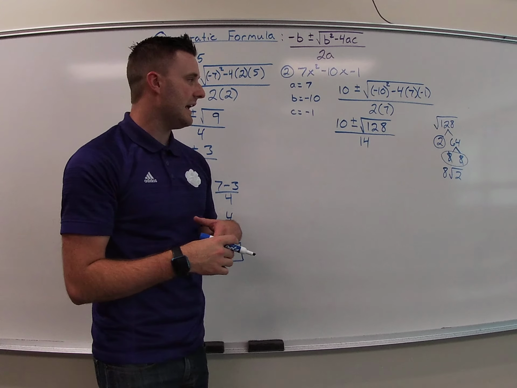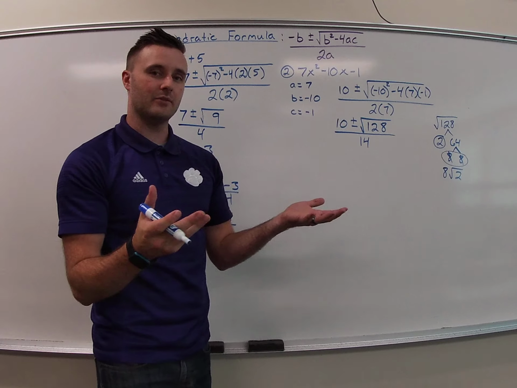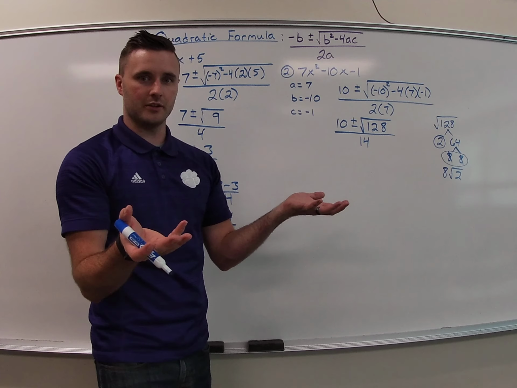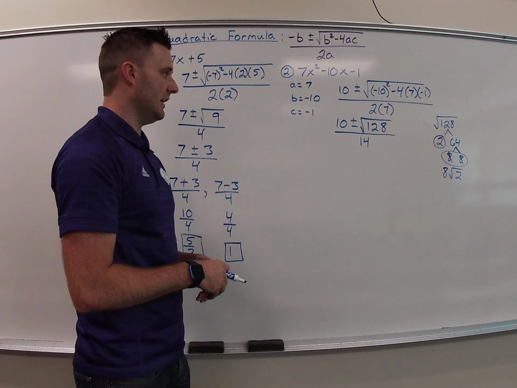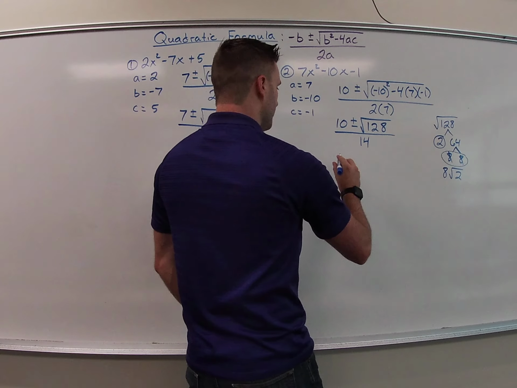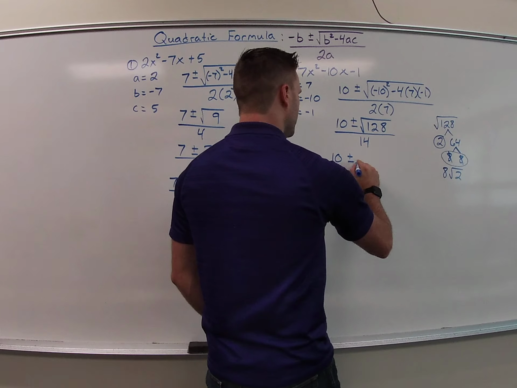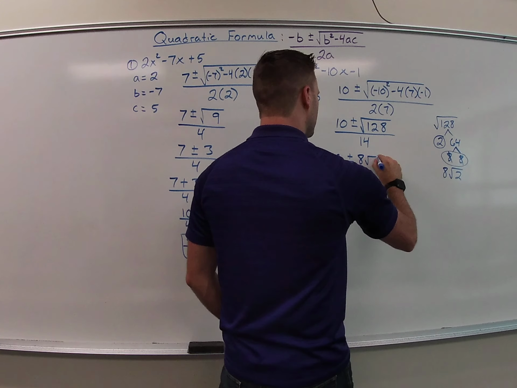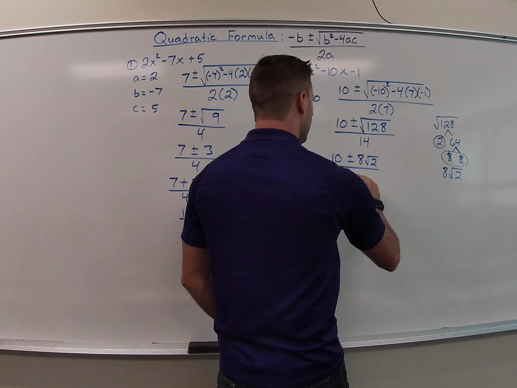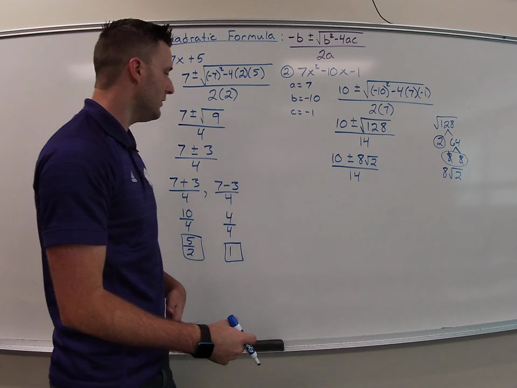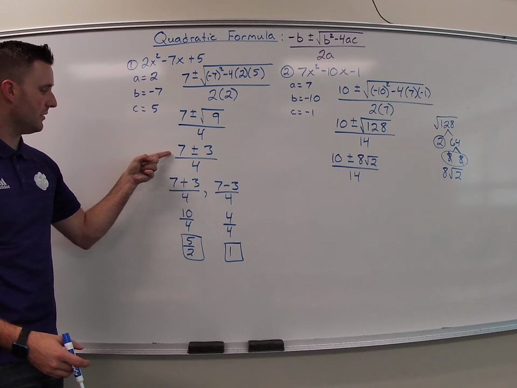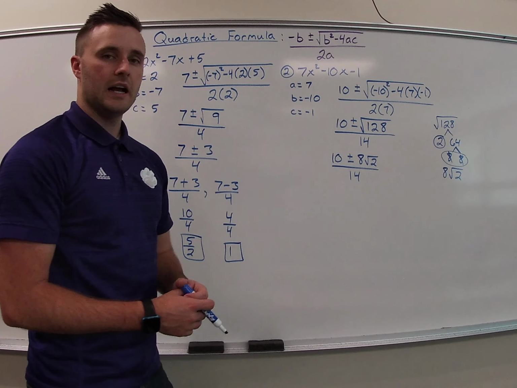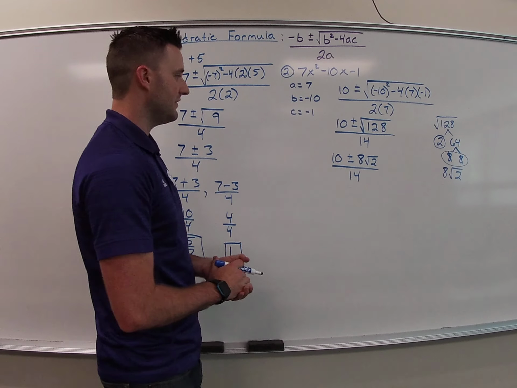Just like if I said, hey, I have 50 cents, or I have half of a dollar. Well, 0.5, 50 cents, or 1/2 of a dollar, they're the same thing written in a different way. So these are equal to each other. So now we have 10 plus or minus, the square root of 128 is 8 radical 2, and this is all over 14. Now, unlike this one, where I only had numbers so I could find the answer, here I have a square root. So I really only have a couple more steps left that I can do.